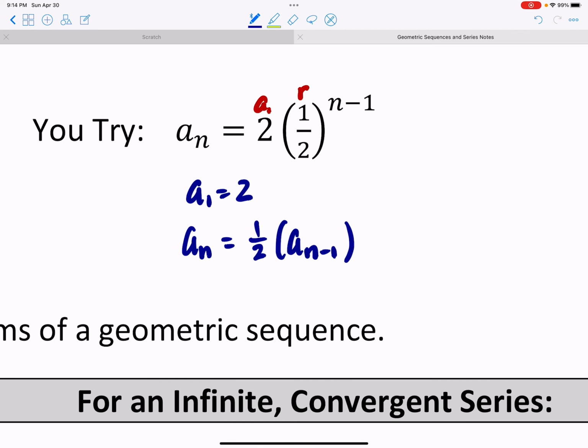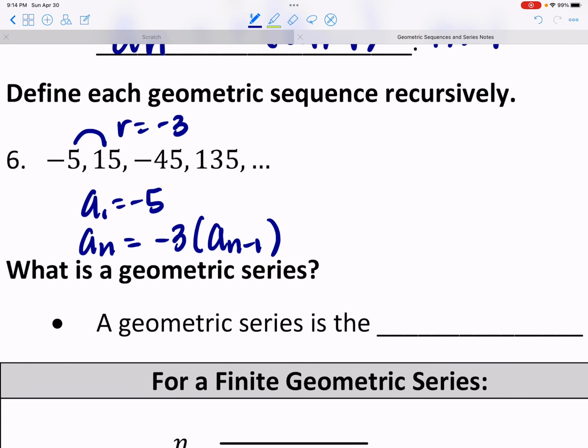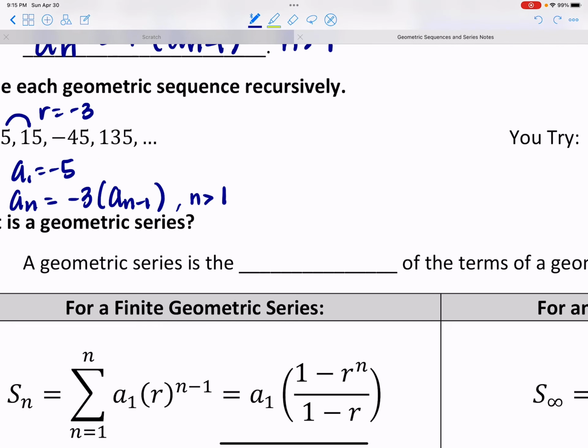Oh, and I should state here for n greater than 1. I forgot that piece over here. This would be for n greater than 1 because 1 was already defined. And if I didn't say that, then again, inputting a 1 here would make a sub 0, which isn't defined. So I have to make sure I state that. All right, we got the last piece.